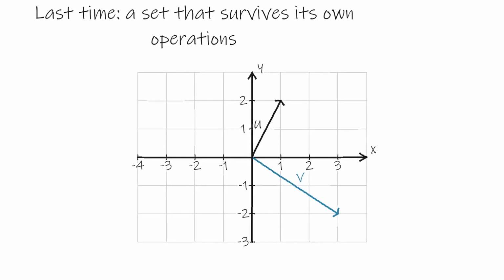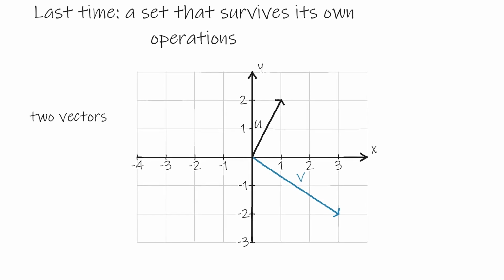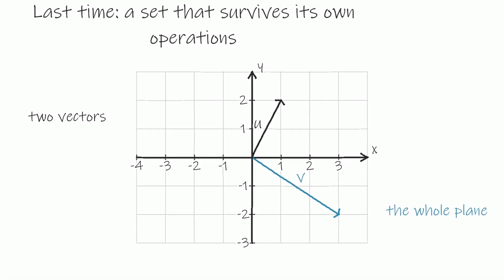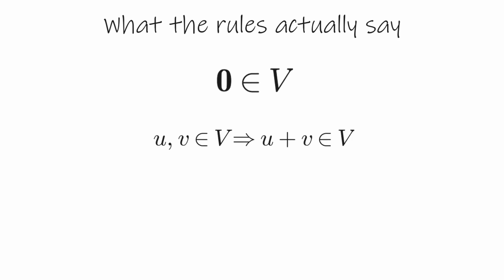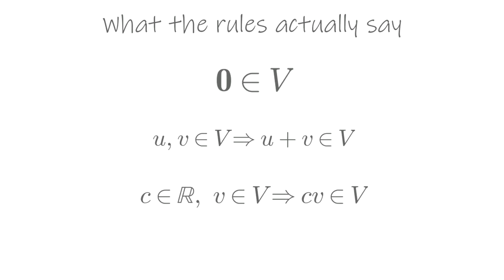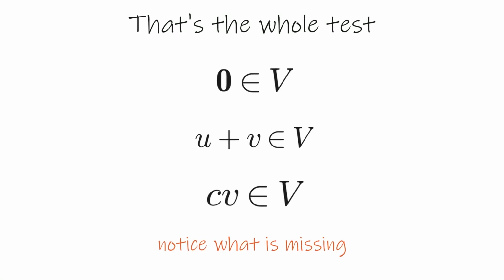Last time we ended with a set that survives its own two operations. Two vectors and out falls the plane. Here's V again. 3 along, 2 down, the same vector since episode 1. Look at what the rules of a vector space say. The 0 vector is in there. Add 2 vectors and you stay inside. Scale 1 and you stay inside. That's the whole test. Read it again and notice what's missing.